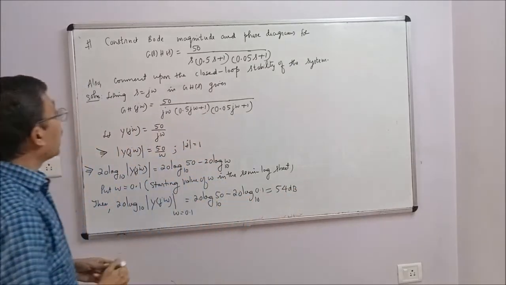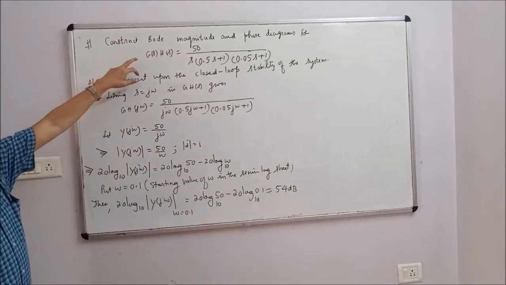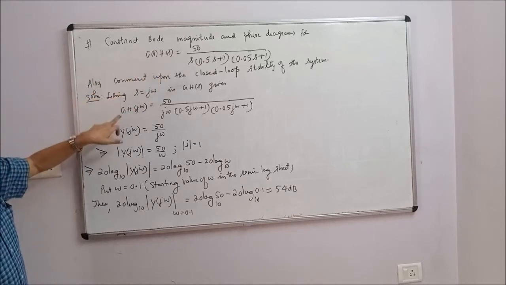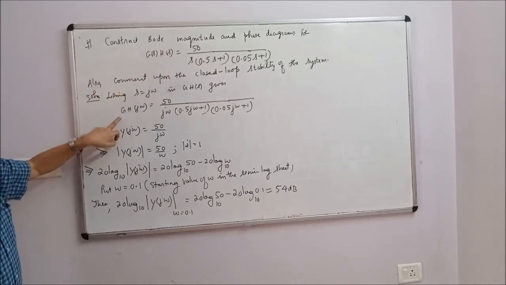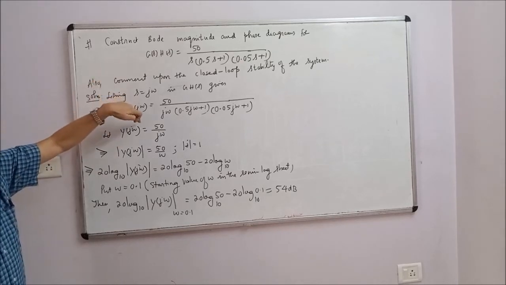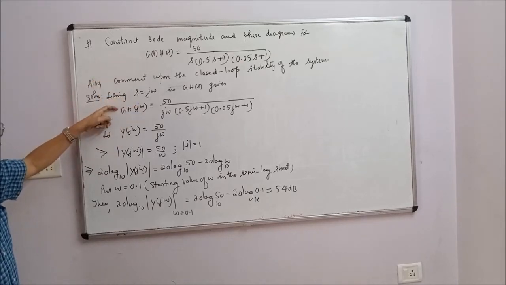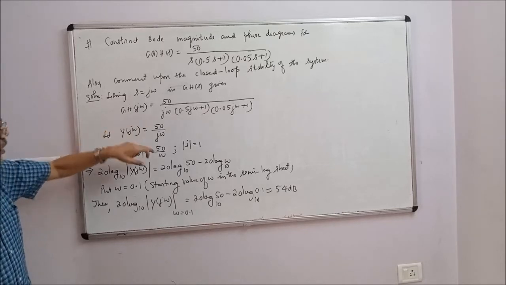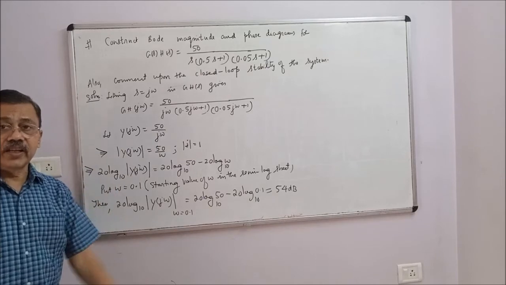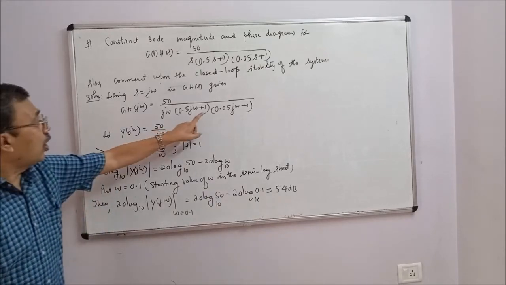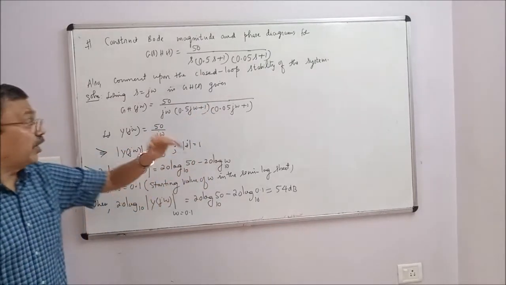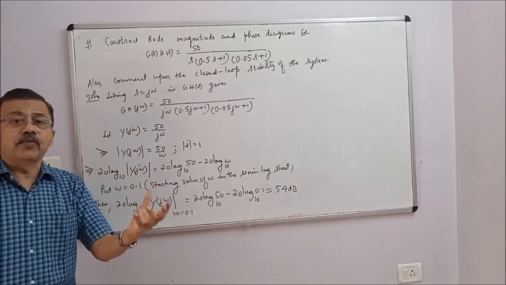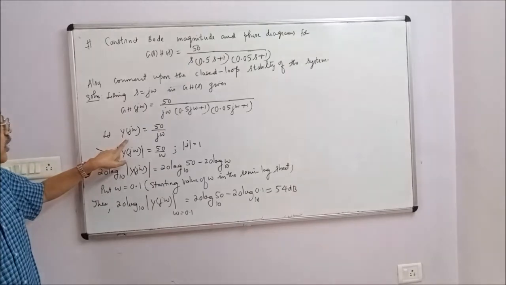So let me explain what I have done. In the expression for G of S, H of S, I have put S equal to J omega. That means the transfer function is converted into frequency response. I have selected Y of J omega is equal to 50 by J omega. What is the selection criterion for Y of J omega? Remove all 1 plus something factors present in the numerator and denominator. What remains after removing these factors will be Y of J omega.